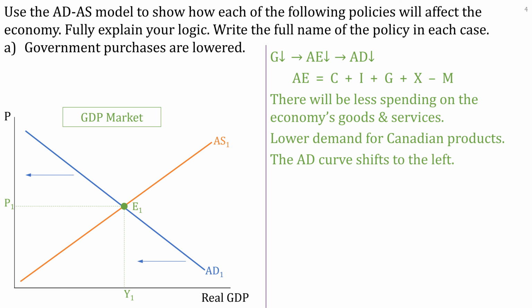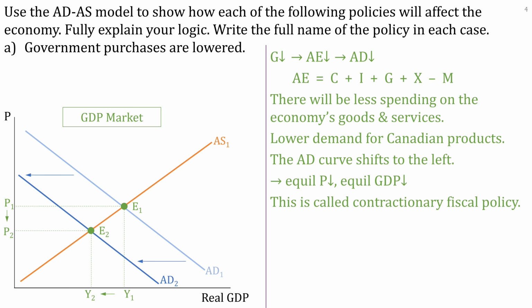Draw arrows to the left and draw a new curve, AD2. Find your new equilibrium and the corresponding price and GDP. If you compare the prices and the GDP, you're going to see that both of them are going down. So the equilibrium price level goes down, the equilibrium GDP also goes down. And the name of this policy is contractionary fiscal policy.